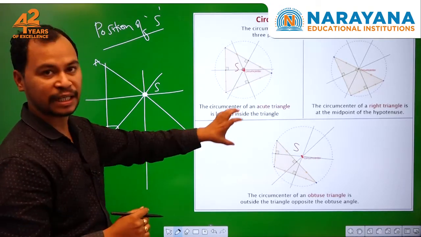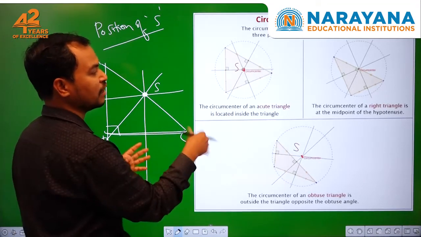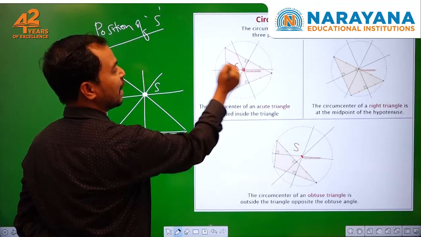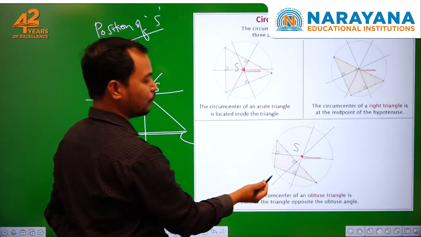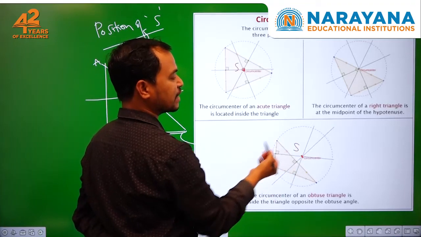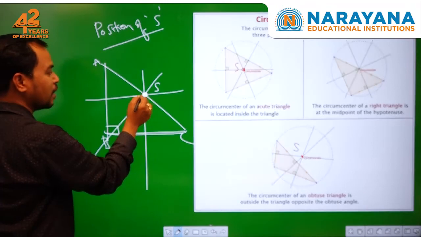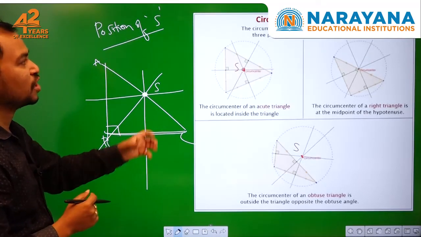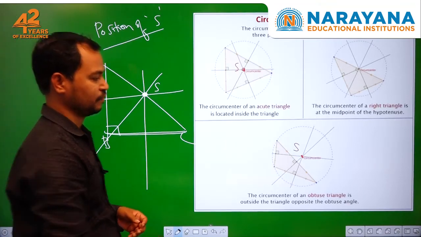Once again, see the positions of the circumcenter in different triangles. The circumcenter lies inside the triangle for an acute angle triangle. In an obtuse angle triangle, the circumcenter lies outside the triangle, and for a right angle triangle, it is the midpoint of the hypotenuse. This is the position of the circumcenter in different triangles.